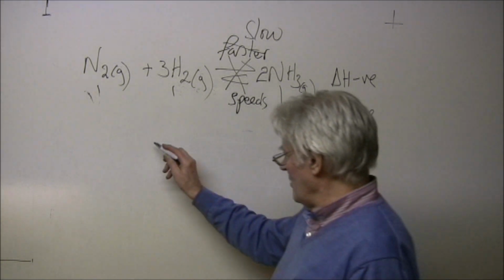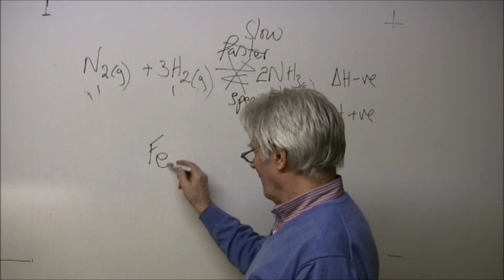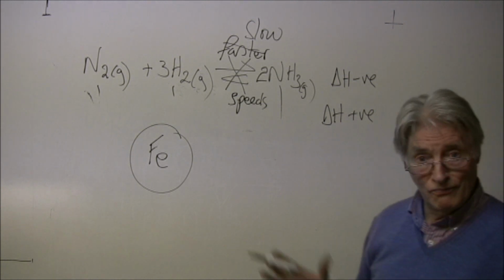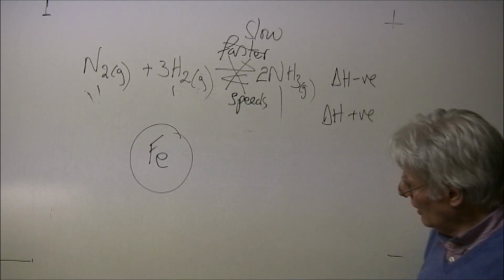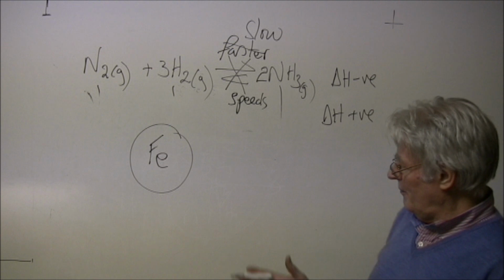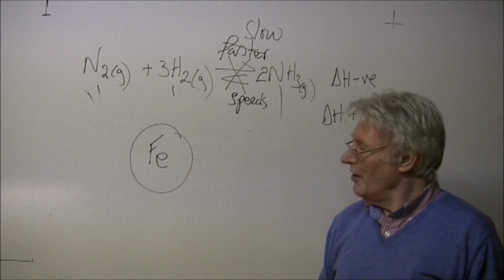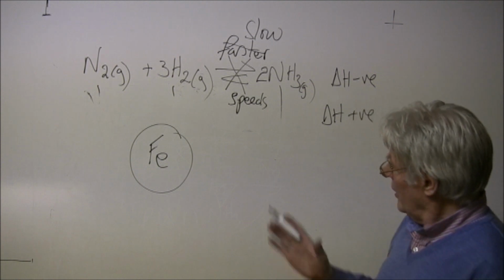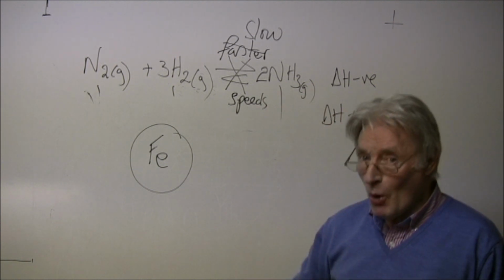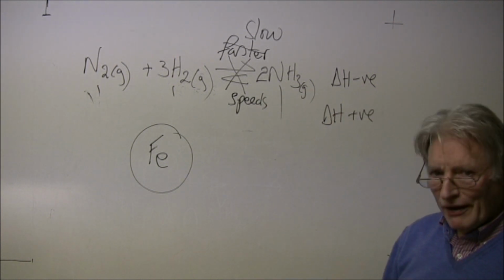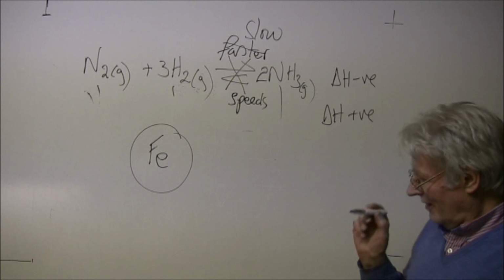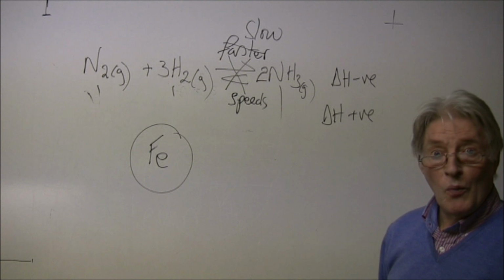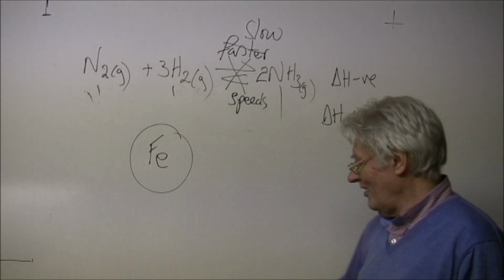One other thing I would mention is a catalyst. If an iron catalyst is added to the system, the catalyst speeds a reaction up, but it does so in both directions. Therefore, it does not affect the position of equilibrium. It will not increase the amount of ammonia that we get, but it will result in us getting a certain amount of ammonia more quickly with the catalyst present.